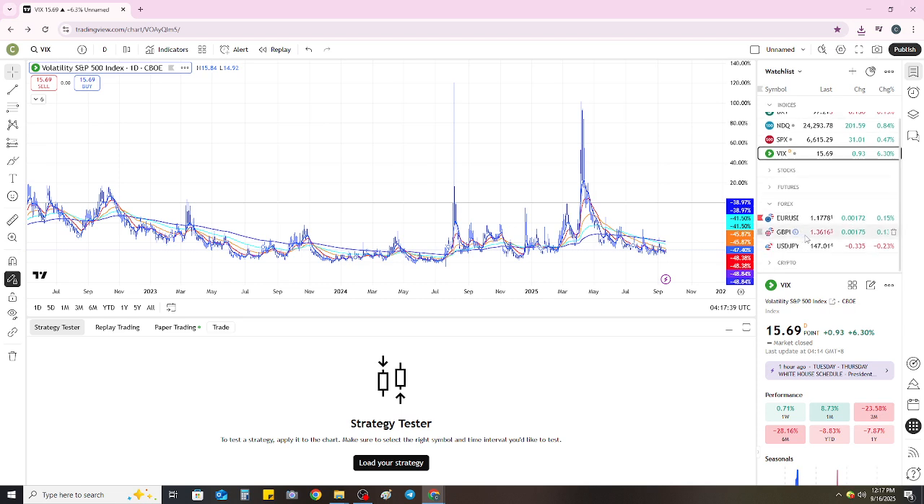Now, with your desired currency pair chart open, let's move on to the next step, using the price range tool. This tool is typically located on the left-hand toolbar. It resembles a vertical bracket. Don't worry, you'll recognize it when you see it.